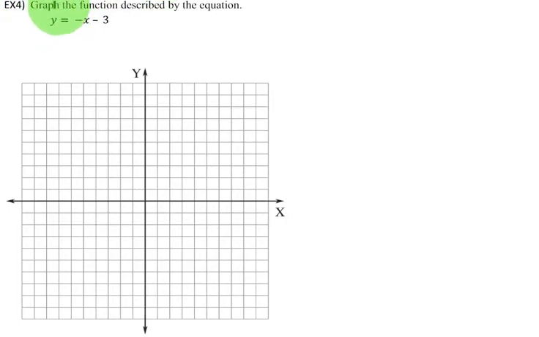Hey guys, Travis Gillespie here. We've been working with functions and graphing functions. This example asks.